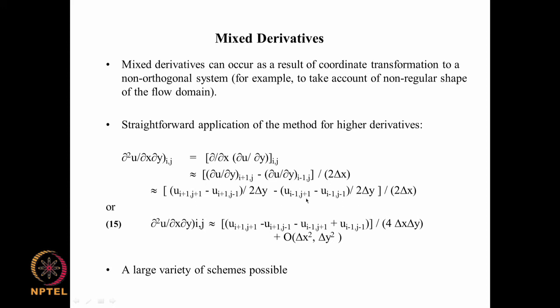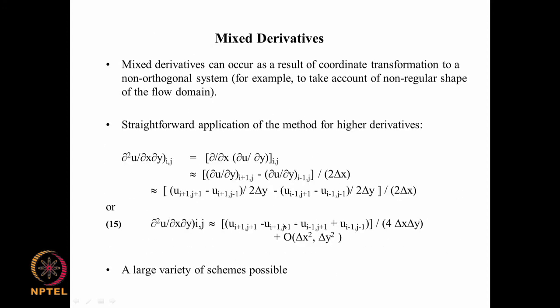Now, you can simplify all these things, and you could be getting an expression as given here: u at i+1, j+1 minus u at i+1, j-1, minus u at i-1, j+1, plus u at i-1, j-1. So, you have i+1, j+1.